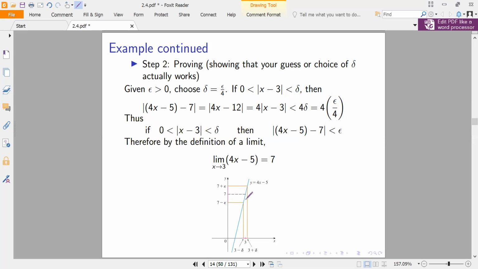And this is how the function looks. We can see around 3 here that as x gets closer to 3, the function gets closer and closer to 7. So our definition can be seen graphically here. Since all this is the case, we can conclude by definition. Since we have these conditions, we can conclude that the limit of 4x minus 5 as x approaches 3 gives us 7.